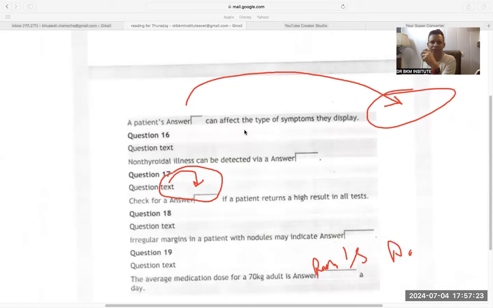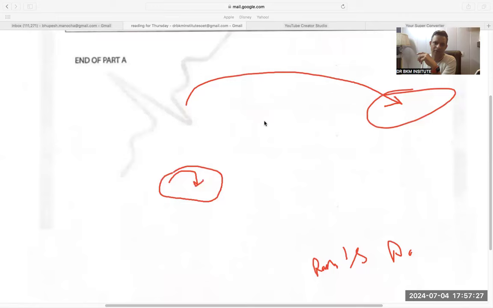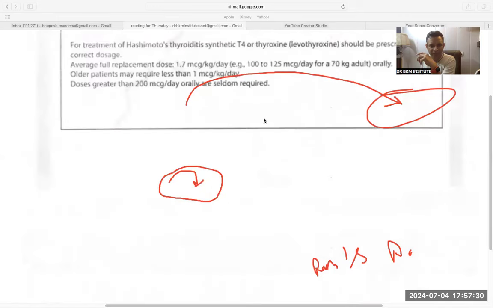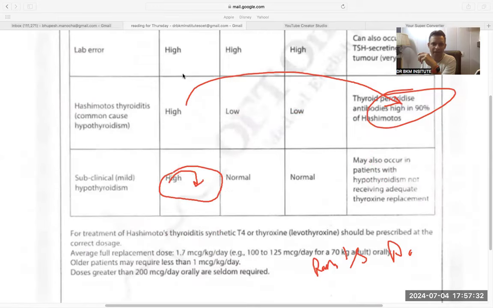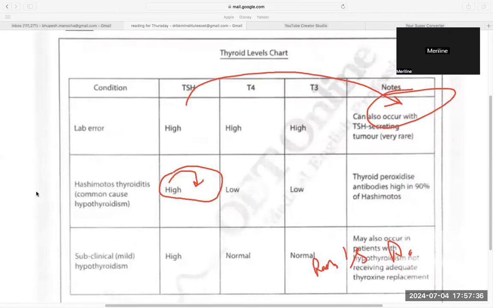Check for a dash if patient returns a high result in all tests. Sorry, check for a dash. All right, I got your point. So it is given in the C part where the key keyword high was given in the result. Yeah, so the word high was given.